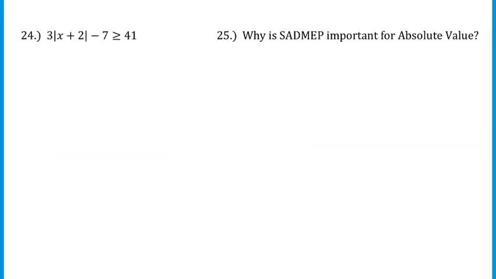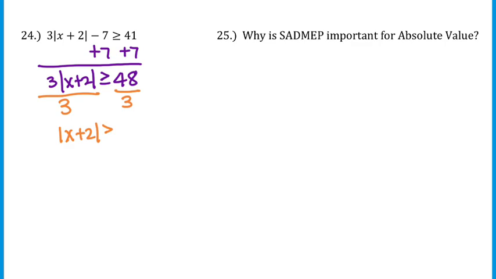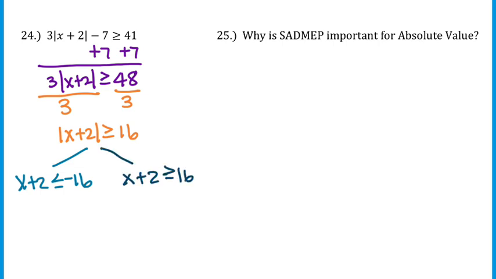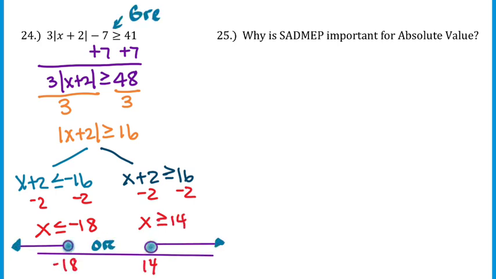24. To isolate our absolute value, we first need to add the 7 to both sides. Then we divide by 3. Finally, we can write our two inequalities because they're finally isolated. So a positive version, when I make the negative version, of course, I have to flip the sign. And I solve for both. It started off as a greater situation, and we can see it stayed as a greater.